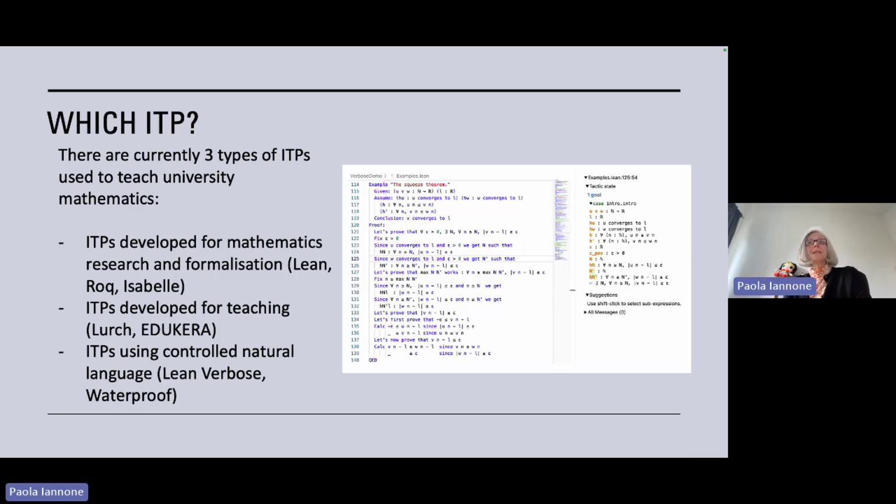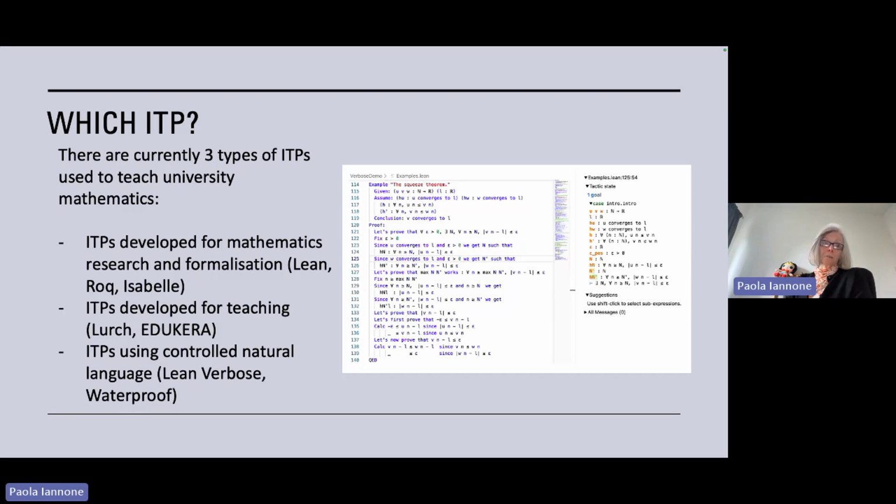There are systems that have been developed bespoke for teaching, and these are systems like Lurch and Edukera, and these are really not interactive theorem provers in the sense that Lean is. They have been designed with teaching in mind, and they have different characteristics and different things the systems can do.